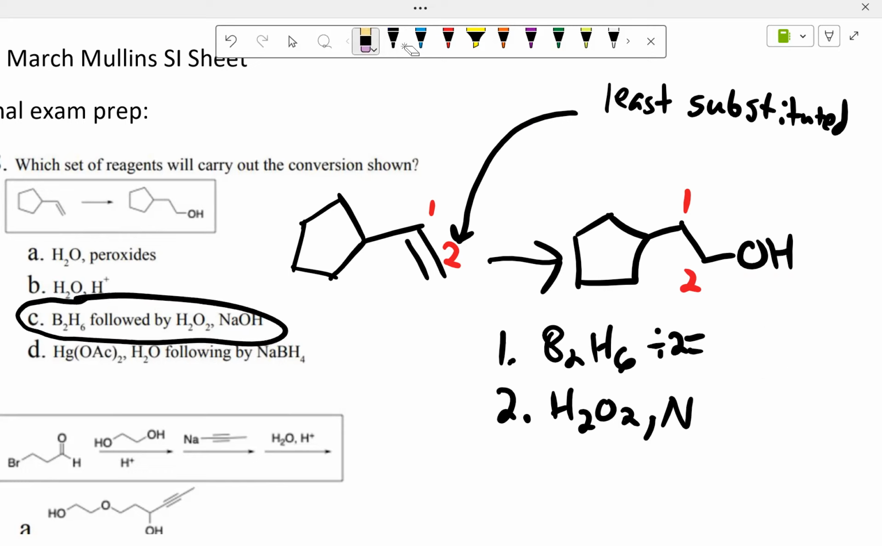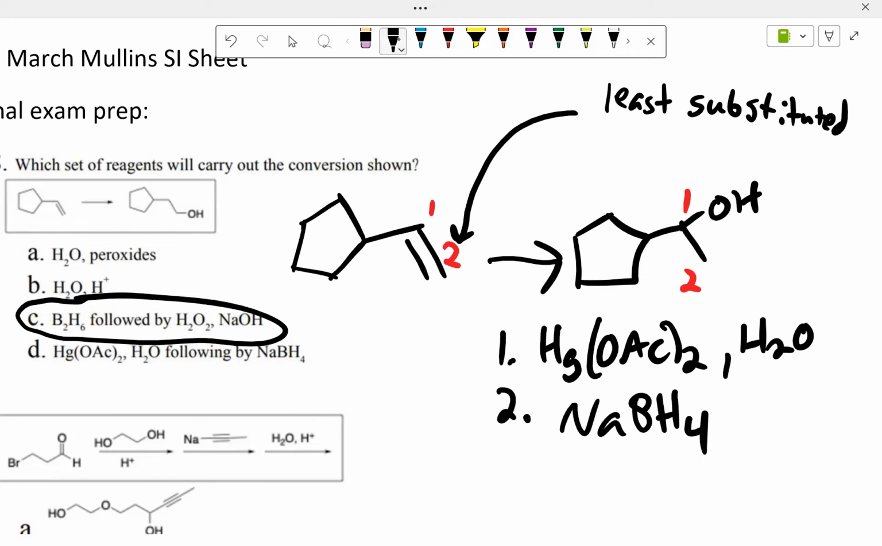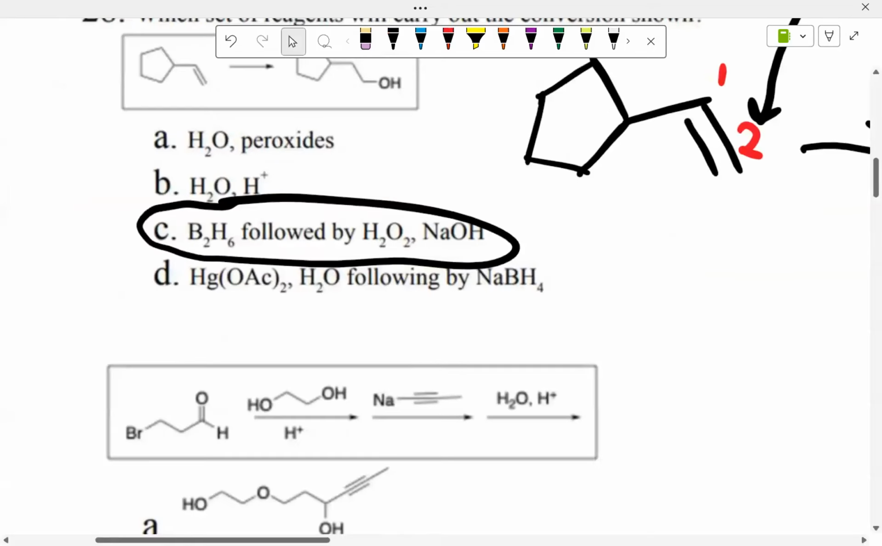Let's still go over what the last one would be. The last one we also saw last semester: mercury diacetate, and then with water, and then followed by sodium borohydride. That reaction we've seen, but that would put an alcohol on the most substituted part of the alkene, not the least. So it should be the C, B2H6, because that's basically BH3, just two equivalents of the BH3.